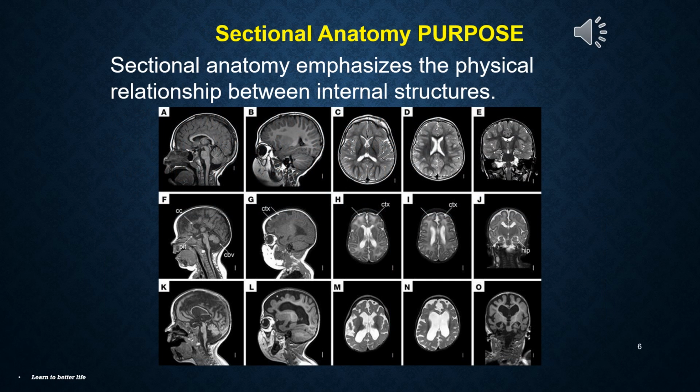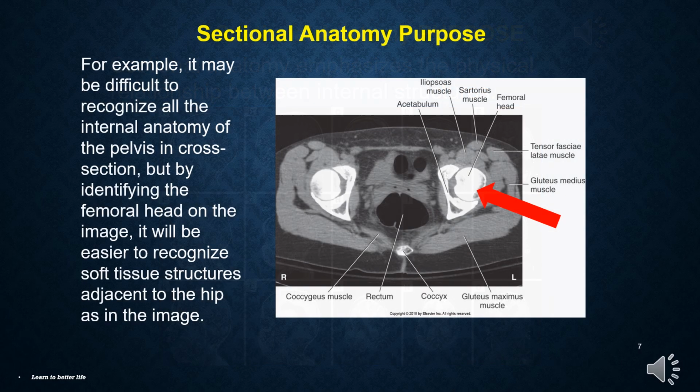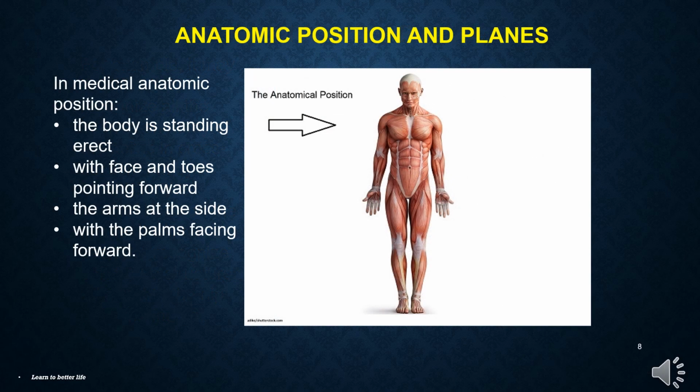Sectional anatomy emphasizes the physical relationship between internal structures. For example, it may be difficult to recognize all the internal anatomy of the pelvis in cross-section, but by identifying the femoral head on the image, it will be easier to recognize soft tissue structures adjacent to the hip as in the image. Now, let's talk about the anatomic position and planes.